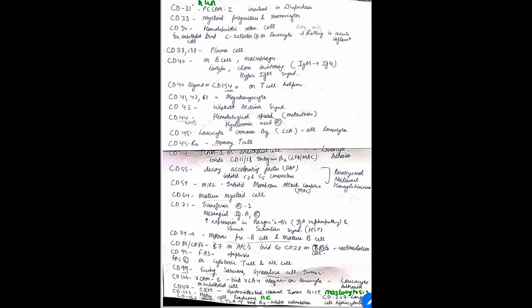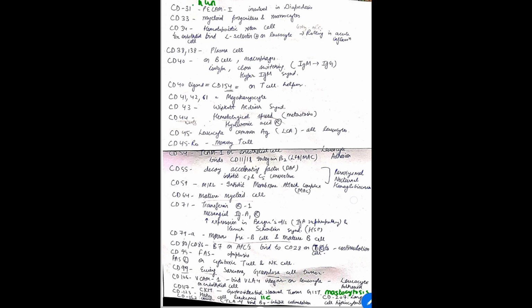CD45 is leukocyte common antigen. ALL common antigen was CD10. CD45 is leukocyte common antigen in all leukocytes. Then CD45RO. CD45RO is in the memory T cells. Then is CD54. CD54 we have already studied. It is ICAM1 and it will be linked with CD11, 18, that is integrin beta 2, LFA, MAC1, and helps in leukocyte adhesion. CD54 is with the leukocyte adhesion. CD154 is with the CD40 ligand.